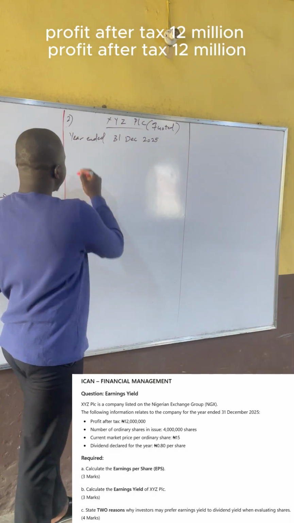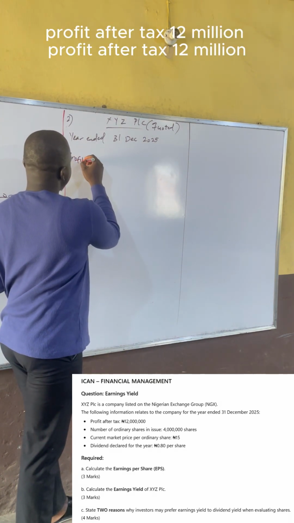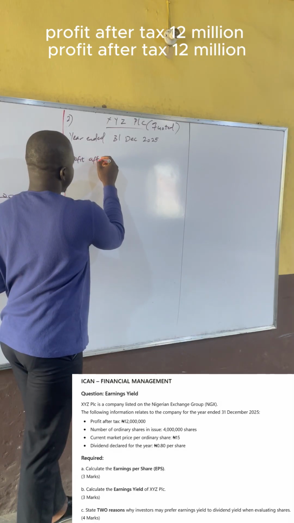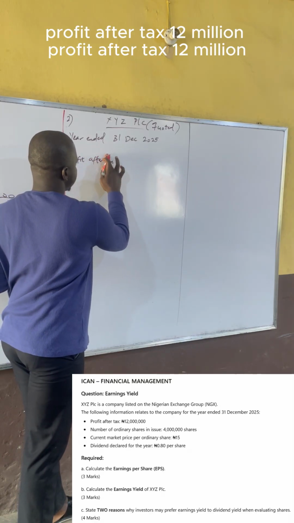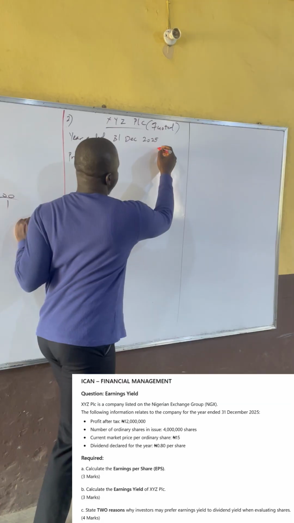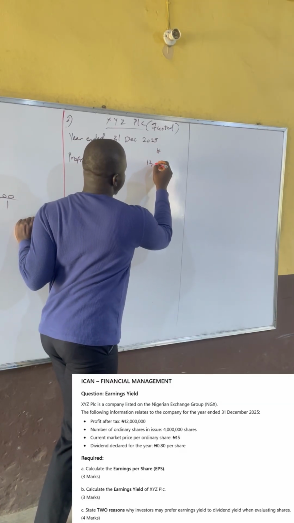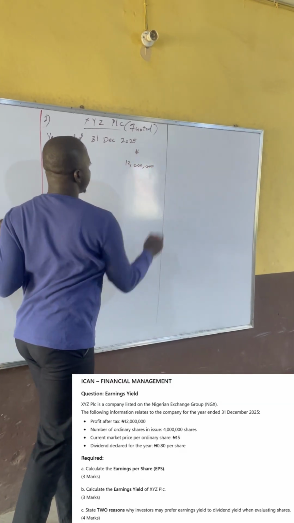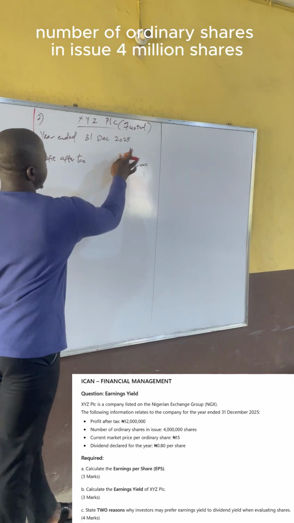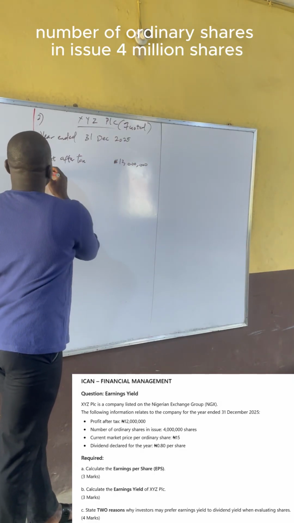Profit after tax: 12 million. Number of ordinary shares in issue: 4 million shares.